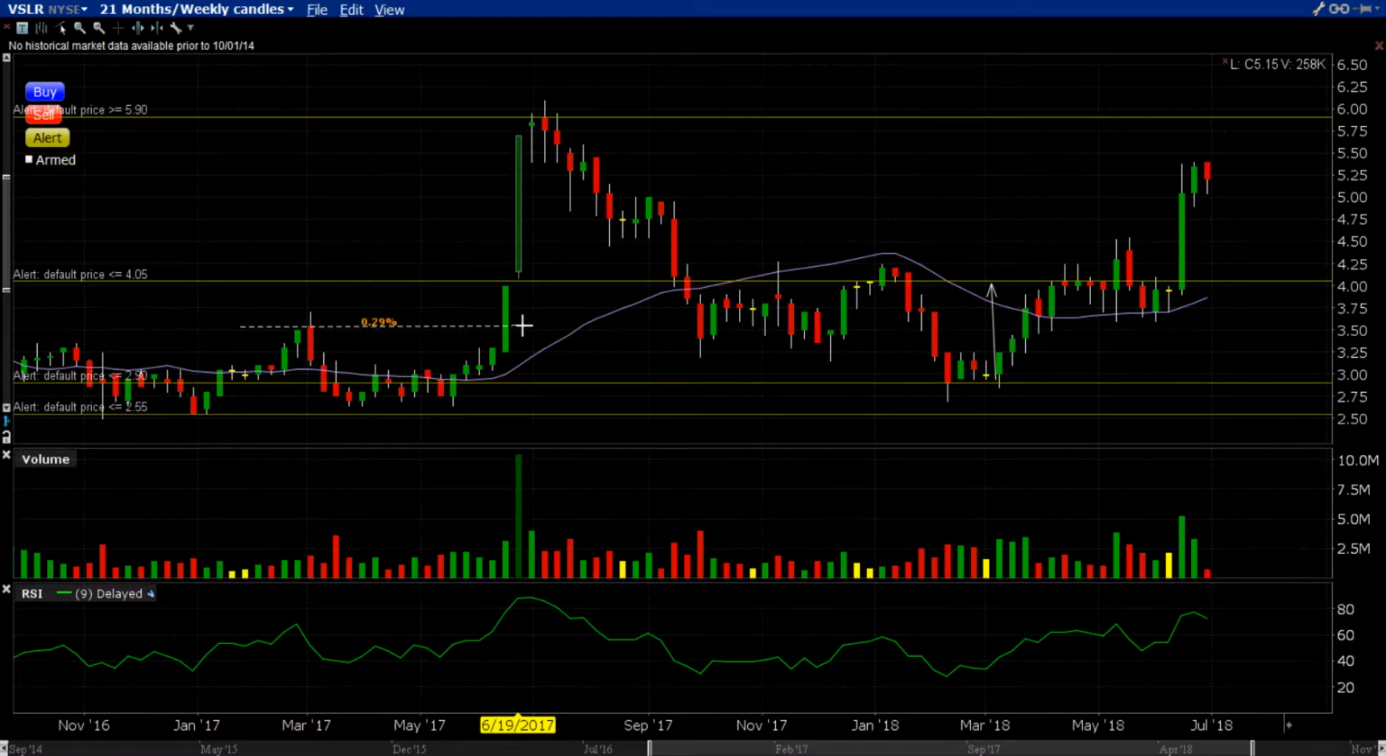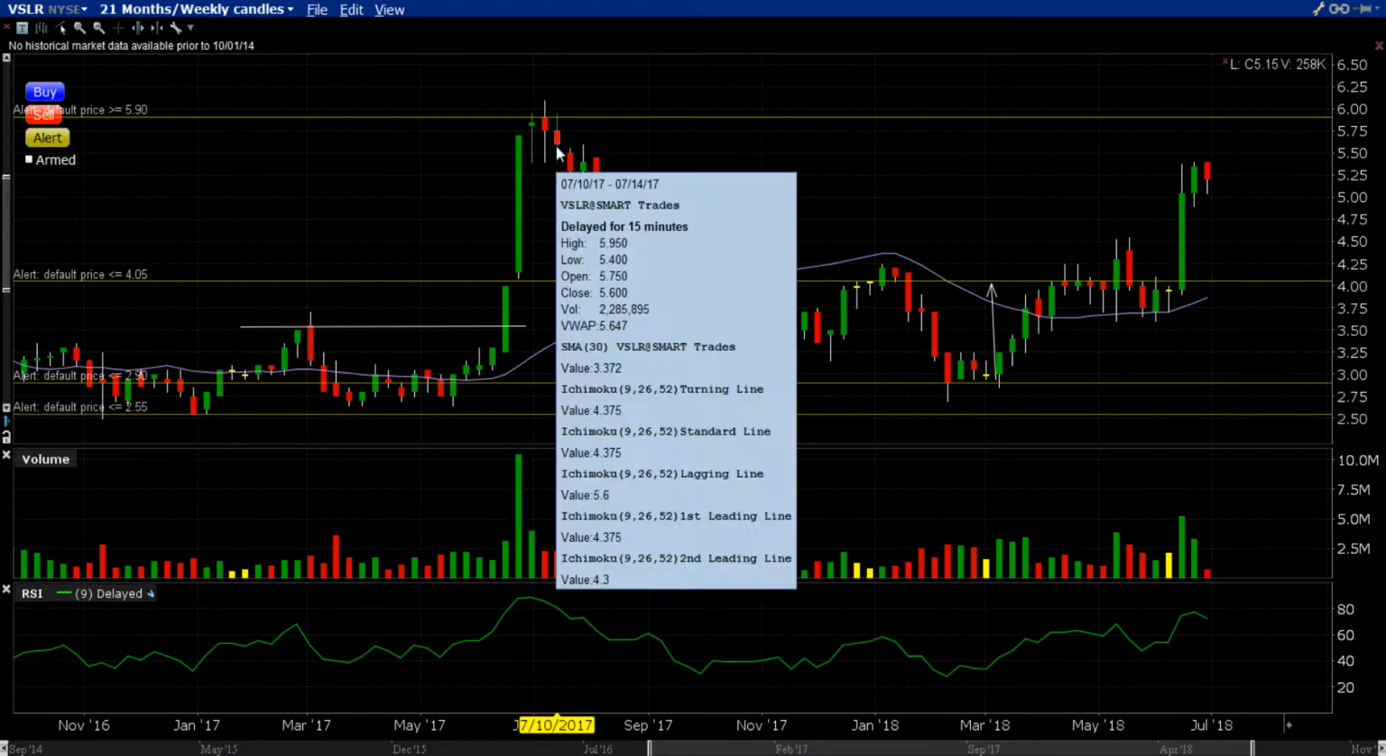Right here, I had a nice breakout above a 30-week moving average, above the horizontal breakout line on big volume, twice the average of the previous 4 weeks. Outside going up. So it went up.